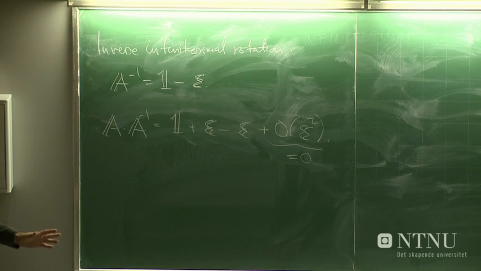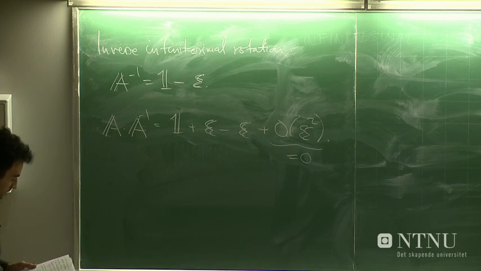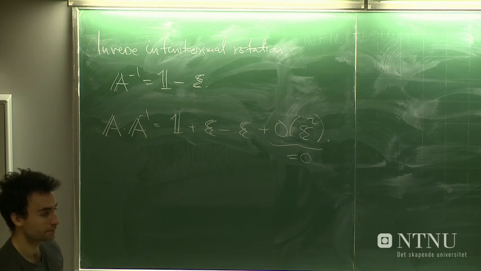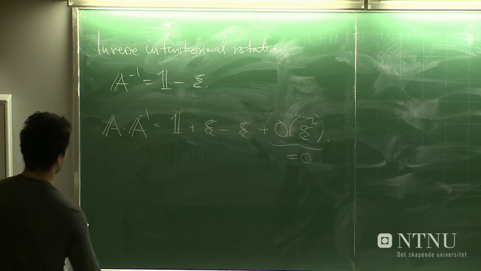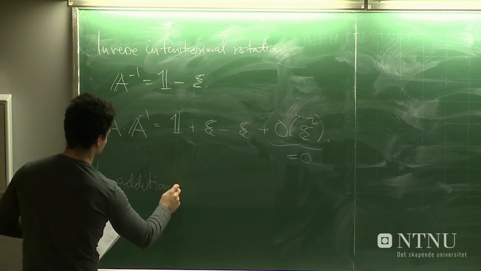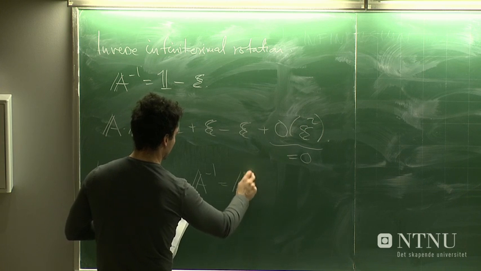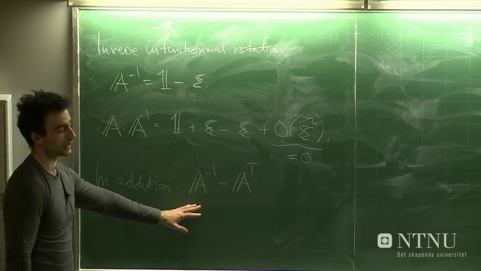So we see that this is the case, since these two terms cancel. Okay. Now we do know one more thing about orthogonal transformations in general, and that is that the inverse of the matrix should be equal to its transpose. And so let's see what kind of consequences this has for our epsilon matrix.